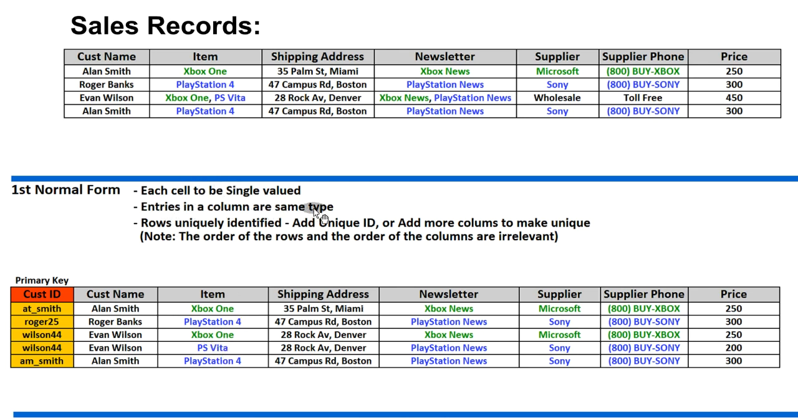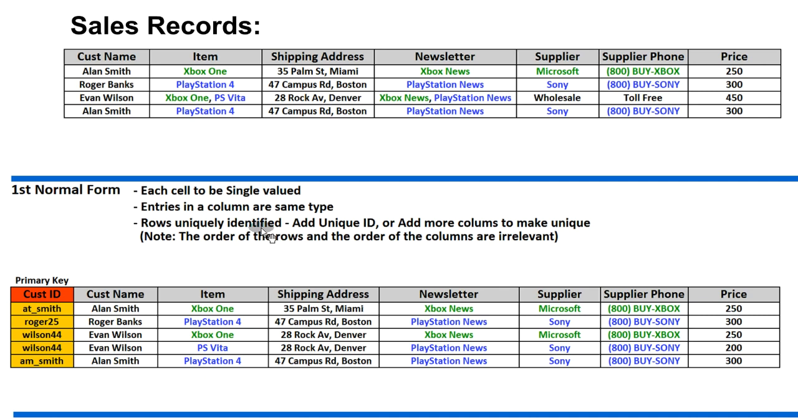Entries in the column are the same type. Wholesale and toll-free were replaced with the proper values. So now we don't allow entry of just random values in here. They have to be filled out properly.